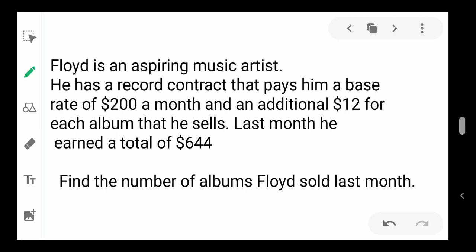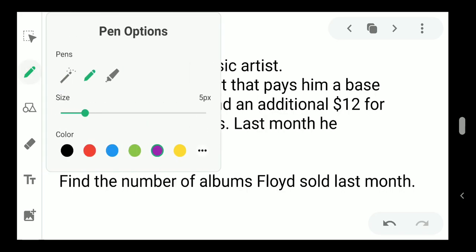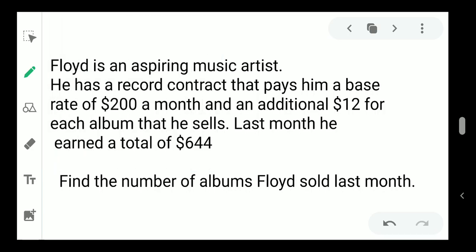So how many albums he will sell, that will decide what will be the total income. Now if he sells one album, he will get an additional $12 plus $200 automatically he will get every time. Last month he earned a total of $644. So find the number of albums Floyd sold last month. See, this is a very typical question. In this question, the first thing is what you have to find out. You have to find out the number of albums.